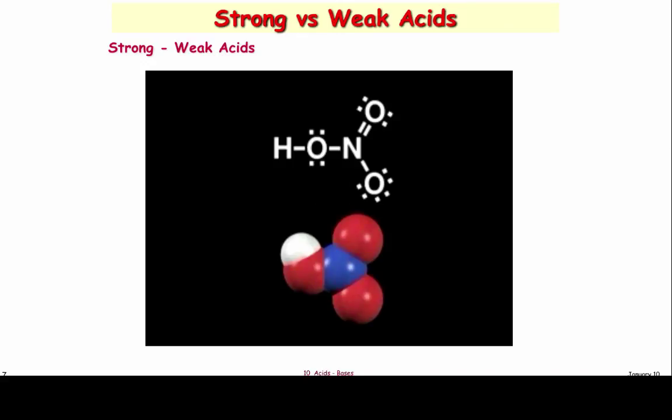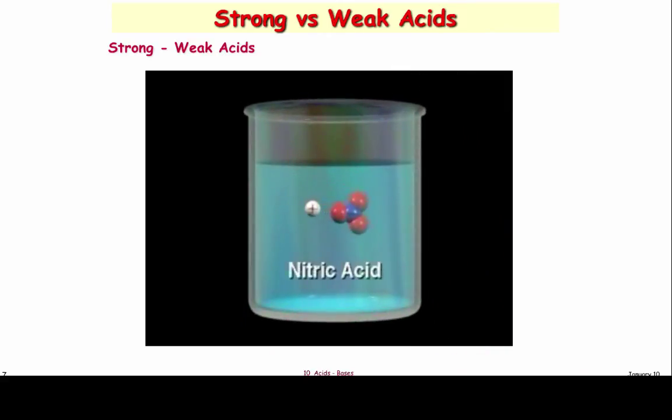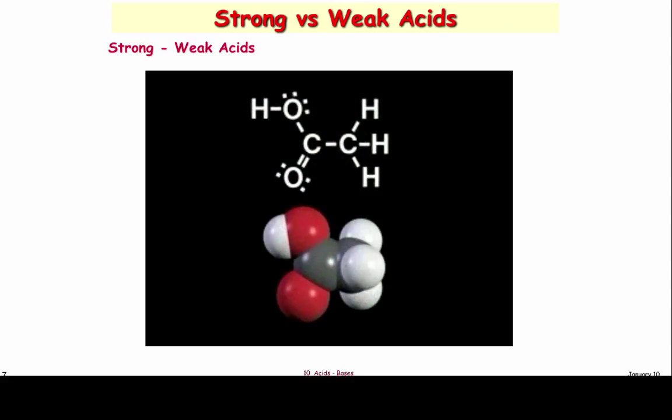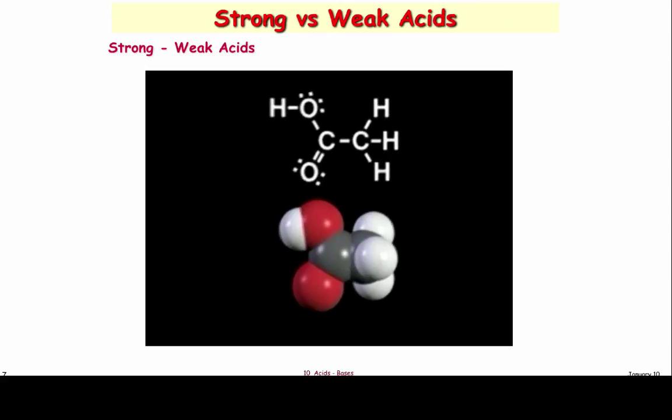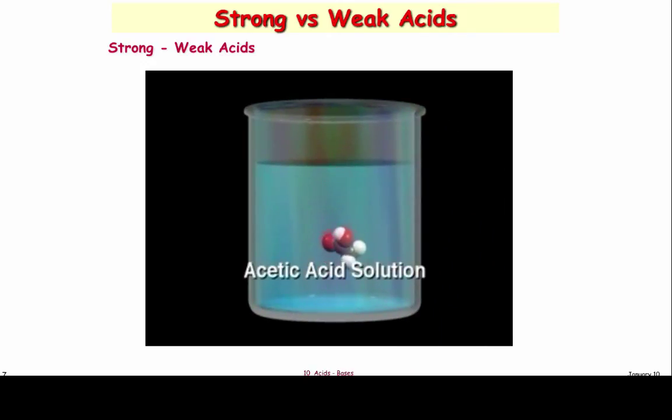Nitric acid is another common strong acid. Upon dissolving in water, nitric acid completely ionizes to form an acidic solution. Like hydrogen chloride, nitric acid is a strong electrolyte. Acetic acid is the major ingredient of vinegar. When acetic acid is added to water, it is not completely ionized. It is therefore termed a weak electrolyte, or weak acid.